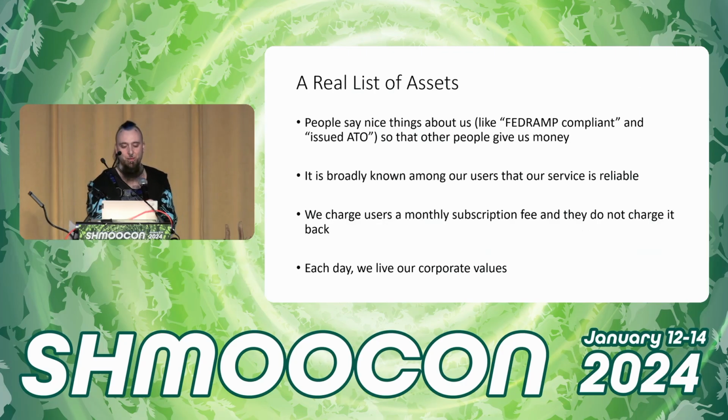And I'm flipping the definition of assets on its head here. An asset is something that we use to enact our objectives. So one of the most important assets of many of the businesses that we operate when we come to ShmooCon, people say nice things about us, like FedRAMP compliant and issued ATO or ATO ready, so that other people give us money. That's an important asset. If something impugns my compliance with a standard that causes me to give people money, that thing is a threat.